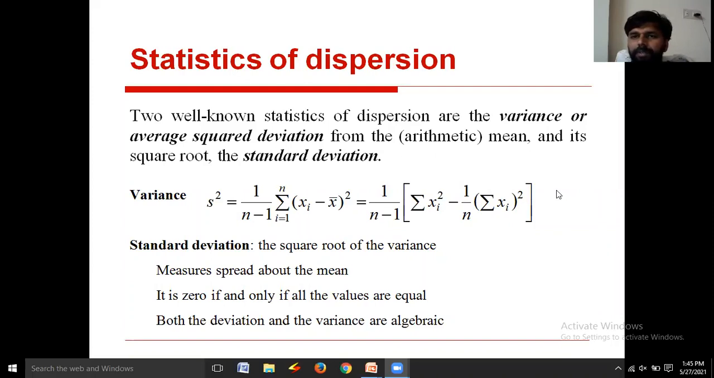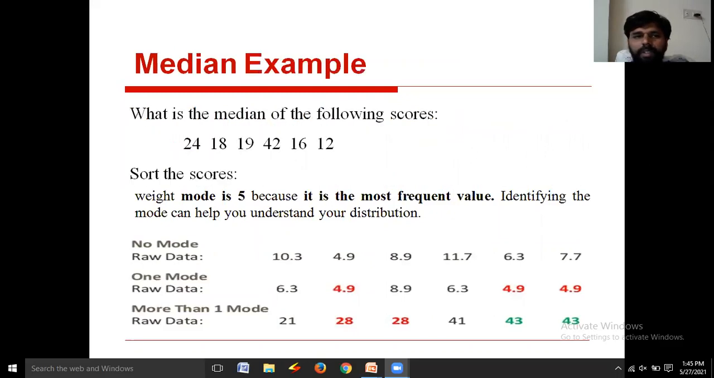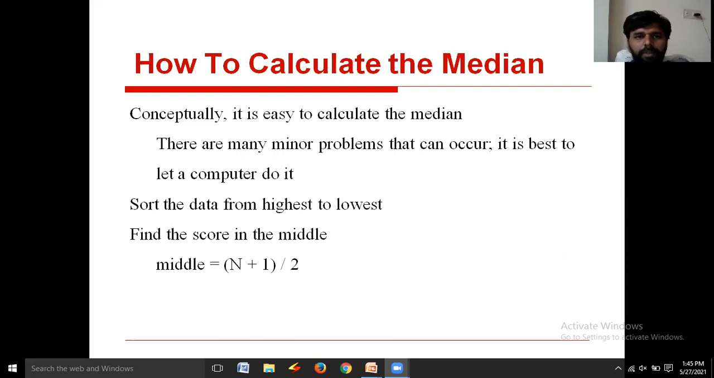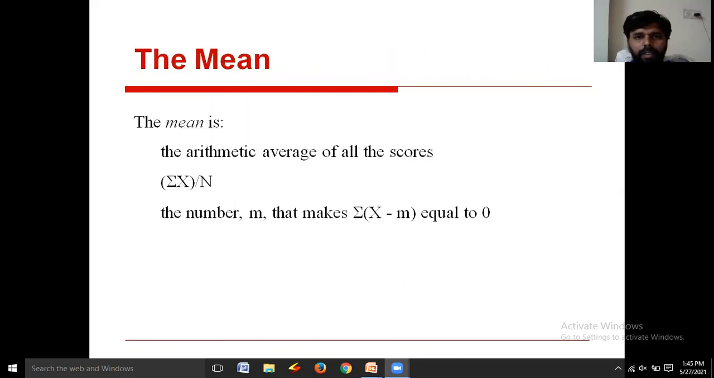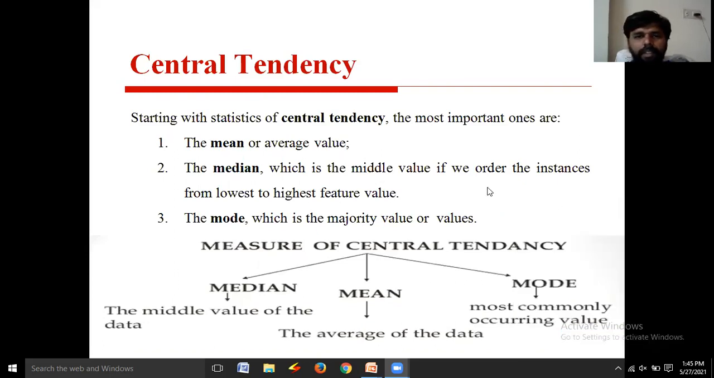In the last video, we discussed mean, median, and mode. These are the three important measures we used as a part of central tendency. See, central tendency is a statistical measure. By using central tendency, we are going to calculate mean, median, and mode for the data set.